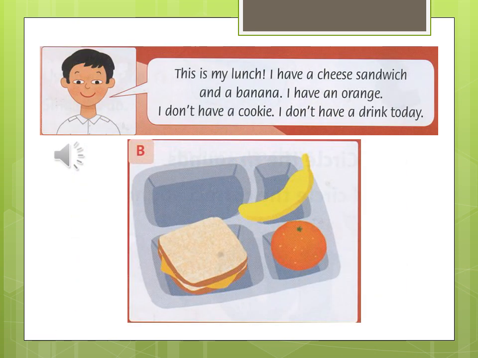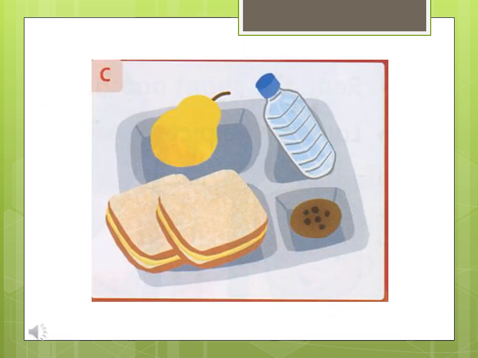This is my lunch. I have a cheese sandwich and a banana. I have an orange. In picture C, I can see a pear, a cookie, a drink, and two sandwiches.